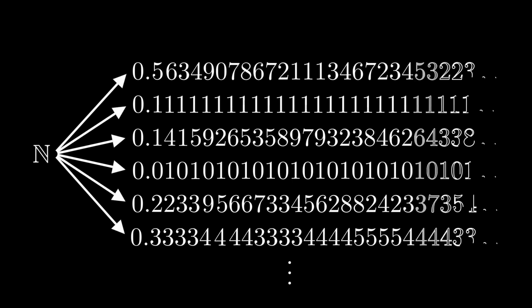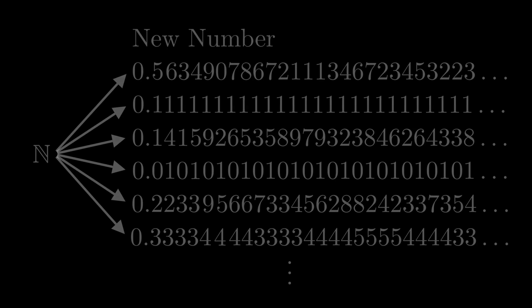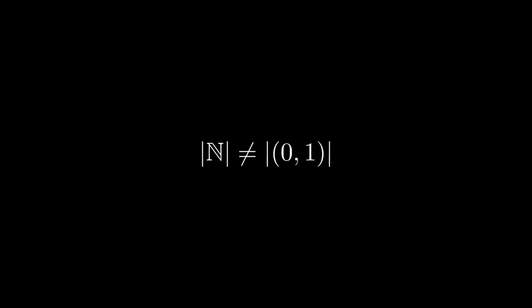Since we already paired up all of the natural numbers with real numbers in the list, we cannot pair up our new real number with any of the naturals, which means we cannot construct a bijective function between the naturals and the reals between 0 and 1. So, the cardinality of the set of natural numbers is different from the cardinality of the set of real numbers from 0 to 1, even though they both contain infinite elements. And there are actually more elements in the set of real numbers from 0 to 1.